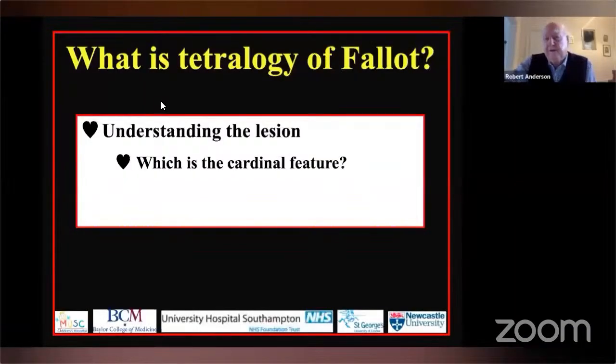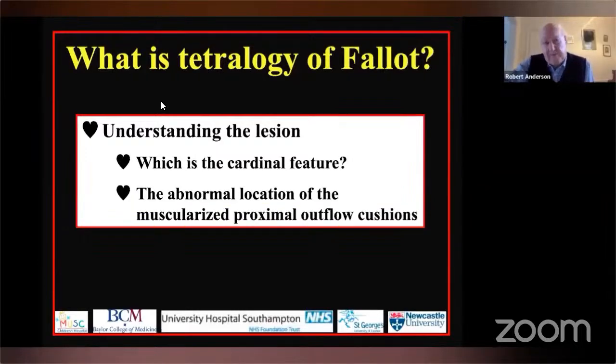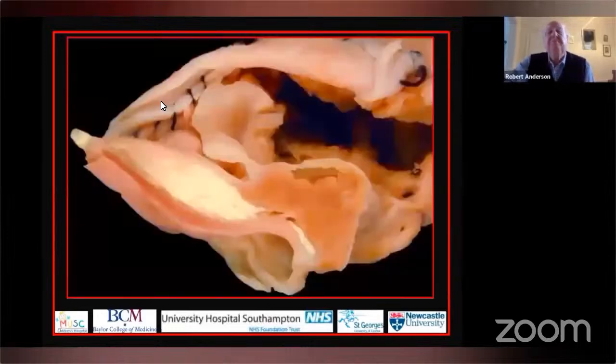So there you've seen the four features of the tetralogy. But throughout the ages since that time, morphologists such as ourselves have tried to focus on one of the features to tell us we're dealing with the entity. So what is the cardinal feature of tetralogy? Well, today we're going to try to link that to development. We're going to try to show you that the phenotypic feature is an abnormal location of the cushions, which in the normal situation divide the outflow tract into its systemic and pulmonary components.